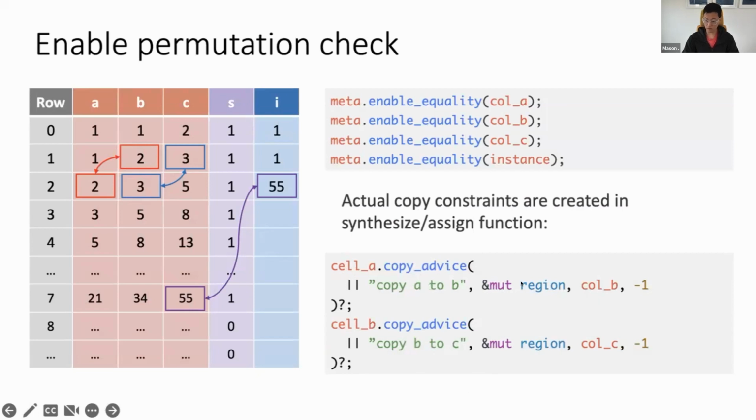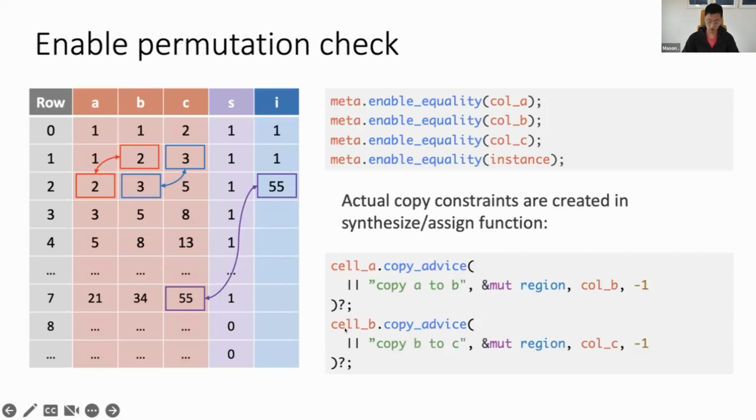So you're copying A to B, and you're saying basically for cell A, I want to copy the value of column B at the offset -1. This is sort of the one exception to the rule I stated above, where in the configure function you add the constraints, and in the synthesize function you do the assignment. Here you're in the synthesize function, but actually you're doing both. You're both adding the constraint and doing the assignment. So this copy advice does two things.